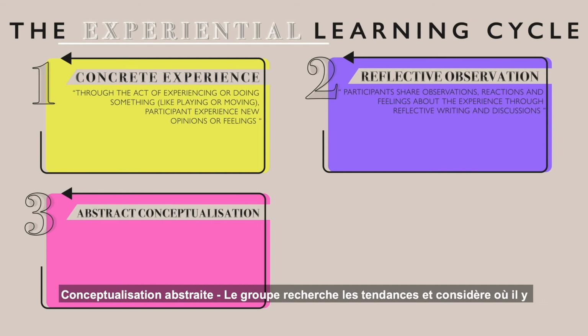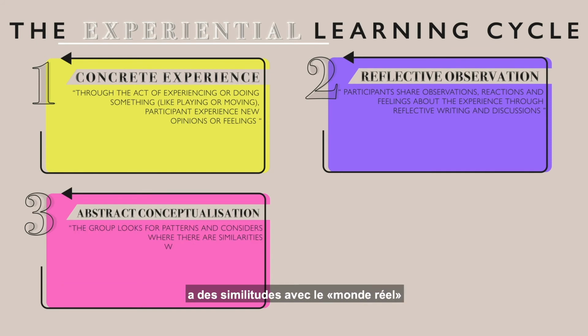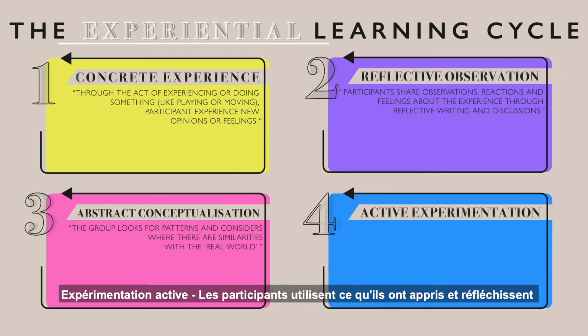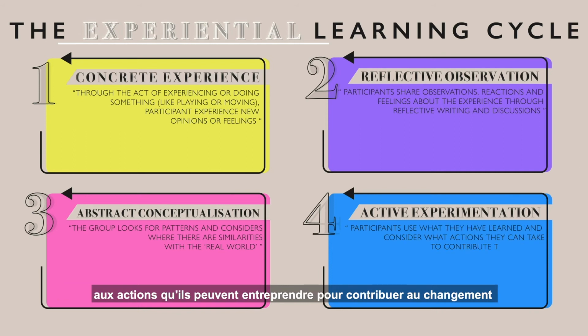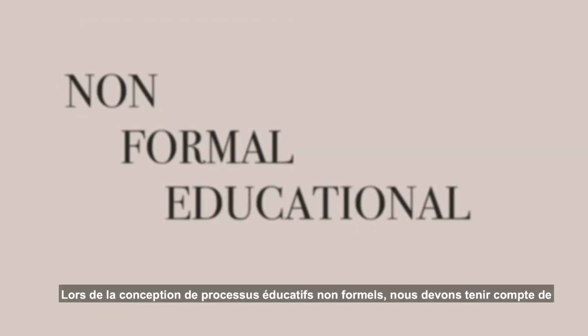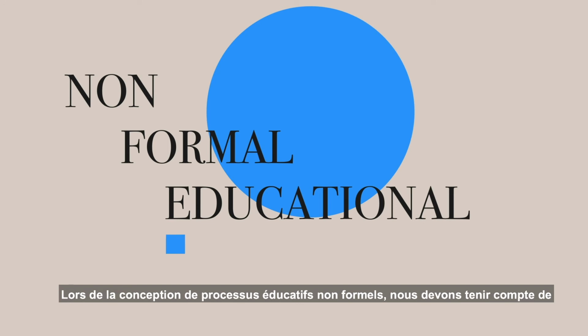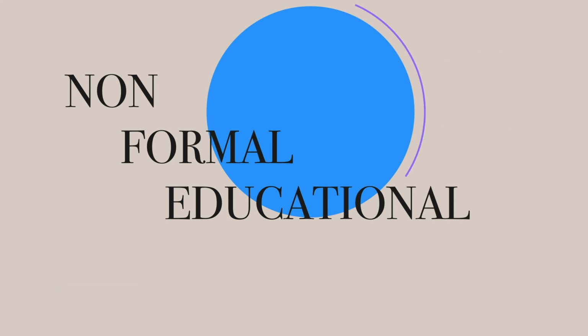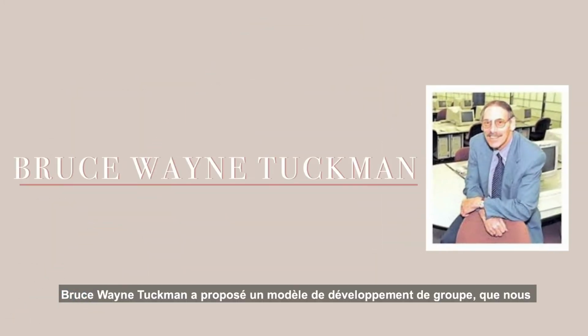Abstract conceptualization. The group looks for patterns and considers where there are similarities with the real world. And active experimentation. Participants use what they have learned and consider what actions they can take to contribute to change. When designing non-formal educational processes, we have to consider the importance of a group process designed around direct engagement and the experiential learning cycle.